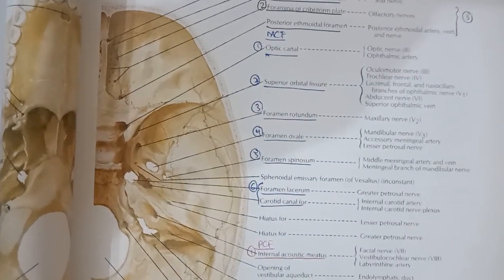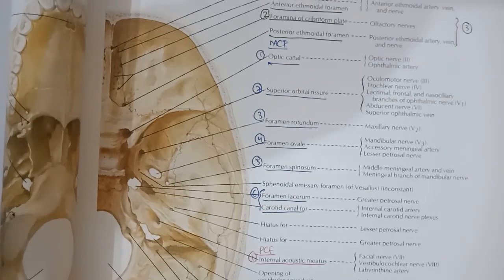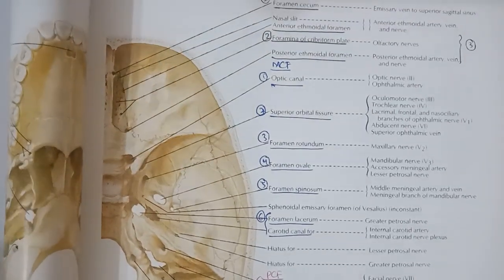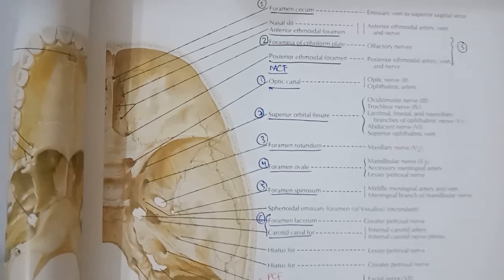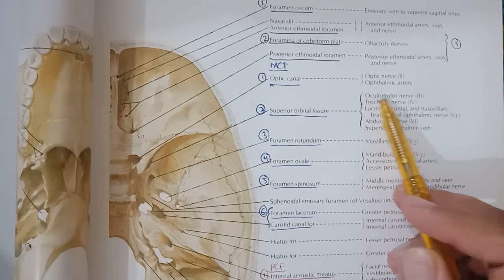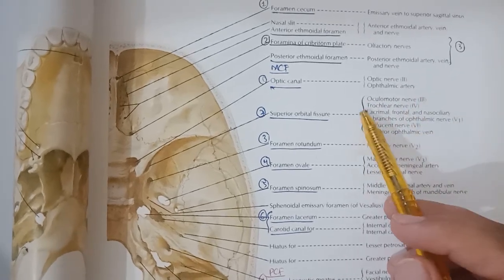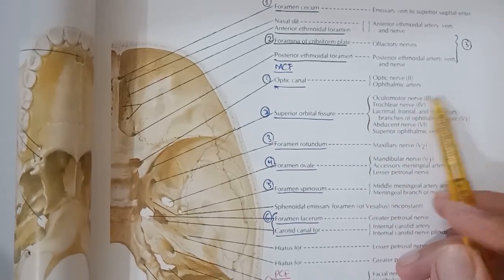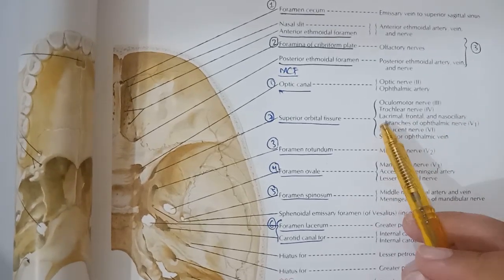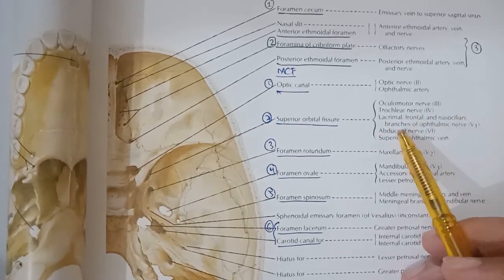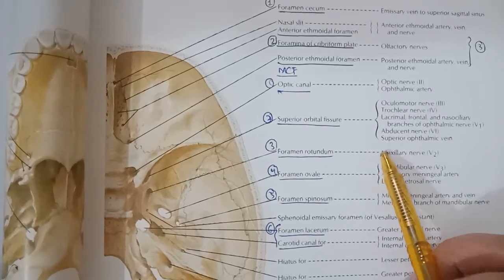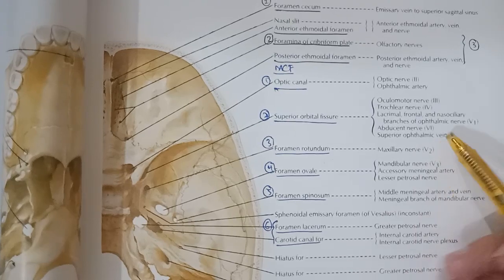This fissure is basically designed as a passageway for the structures of the orbit, that is the extraocular muscles, the superior ophthalmic vein, and the branches of the ophthalmic division of the trigeminal nerve. So it allows the oculomotor nerve, third cranial nerve, trochlear nerve, the fourth cranial nerve, branches of the ophthalmic division of the trigeminal nerve, that is lacrimal, frontal, and nasociliary branches, the sixth cranial nerve, that is the abducens nerve, and the superior ophthalmic vein.